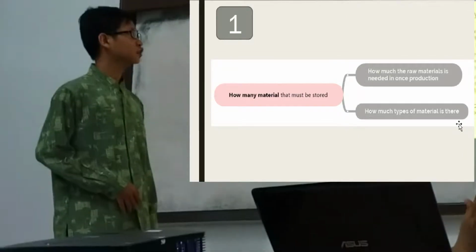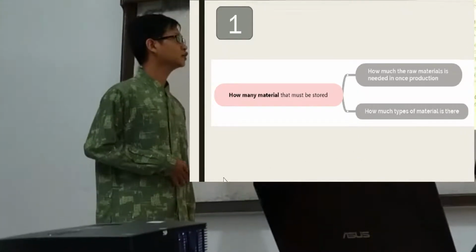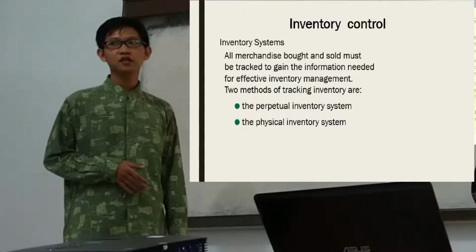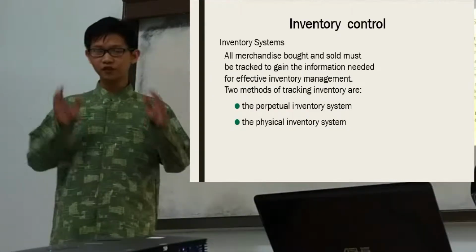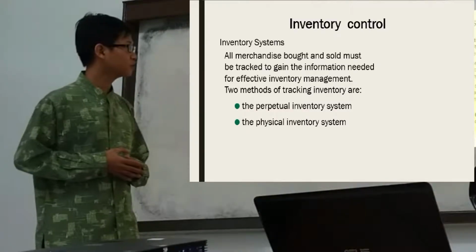under a physical inventory system, stock is visually inspected or actually counted to determine the quantity on hand. So we count visually the product that's stored in our inventory.